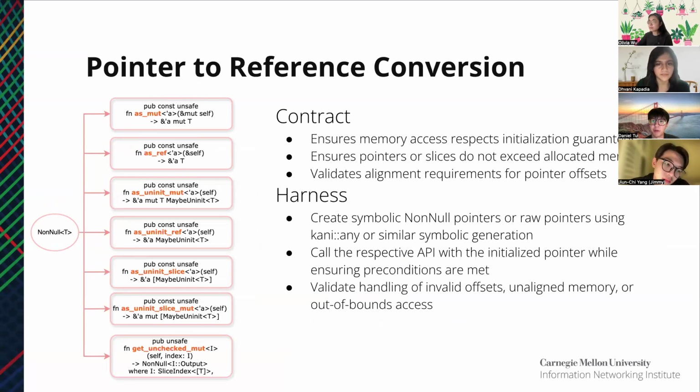Yeah, then I would like to talk about the APIs about pointer to reference conversion. So for these APIs, as mut and as ref can safely convert a pointer to a mutable or immutable reference. And as uninit mut and as uninit ref provide access to uninitialized memory for mutable and immutable operations. And then as uninit slice and as uninit slice mut handle the uninitialized slice of the memory. And the last one, get unchecked mut, allows unchecked mutable access to memory regions.